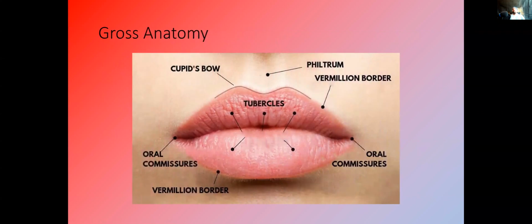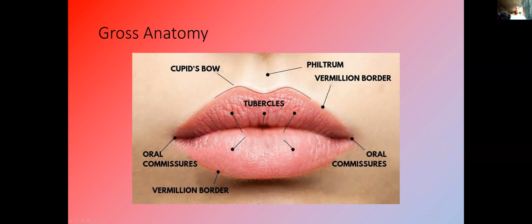So this is just your gross anatomy of the lip. I'm sure a lot of you are very familiar with these terms. You've got your vermilion border, oral commissures, and your cupid's bow. You've got 2 very thin columns up here, which are your philtrum columns, and obviously the peak of the cupid's bow is your GK point.